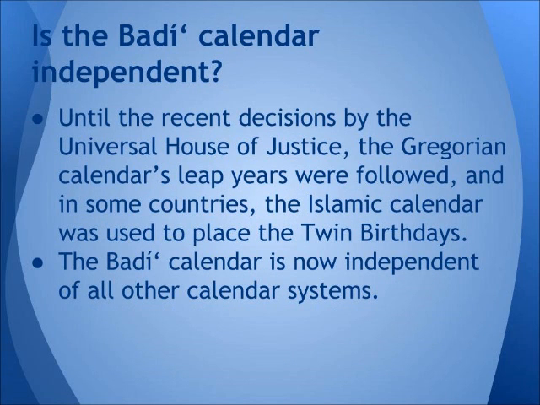Until the recent decisions by the Universal House of Justice, the Gregorian calendar's leap years were followed, and in some countries the Islamic calendar was used to place the twin birthdays, but the Badi calendar is now, as of 2015, independent of all other calendar systems.